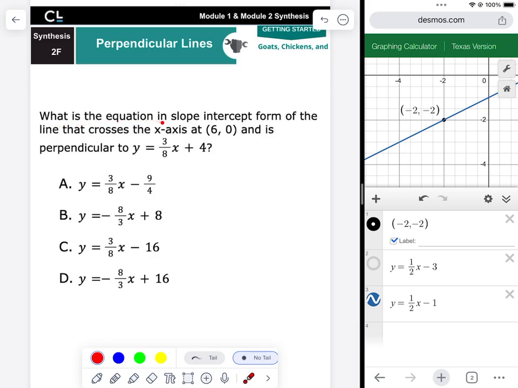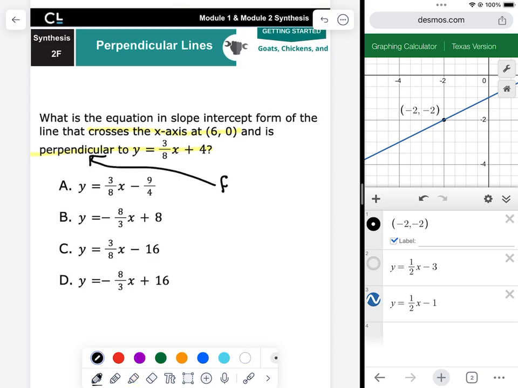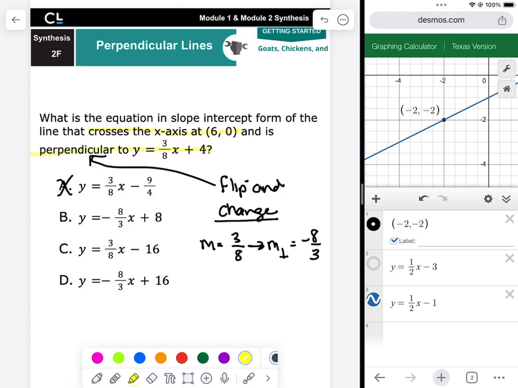So last question, what is the equation in slope-intercept form of the line that crosses the x-axis at 6, 0, highlight that, and is perpendicular to y equals 3/8 x plus 4? All right, hopefully you know at this point perpendicular means flip and change. So if my original slope is 3 over 8, your new slope is, good job, -8 divided by 3. All right, so A is out because the number with X is 3 over 8. B is a maybe, C is going to be out, and D is a maybe.